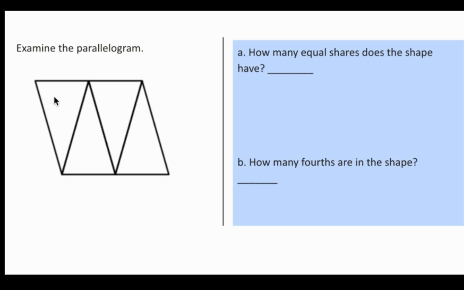Well, let's see. It has 1 triangle here, another triangle here, another one here, and another one here. So it must have 4 equal shares because they're all the same size. And question B, how many fourths are in the shape? 4. There are 1, 2, 3, 4 fourths in this shape.